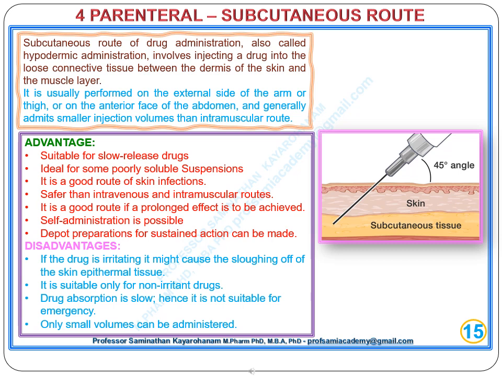The subcutaneous route of drug administration, also called hypodermic administration, involves injecting a drug into the loose connective tissue between the dermis of the skin and the muscle layer. It is usually performed on the external side of the arm or thigh, or on the anterior face of the abdomen, and generally admits smaller injection volumes than the intramuscular route.